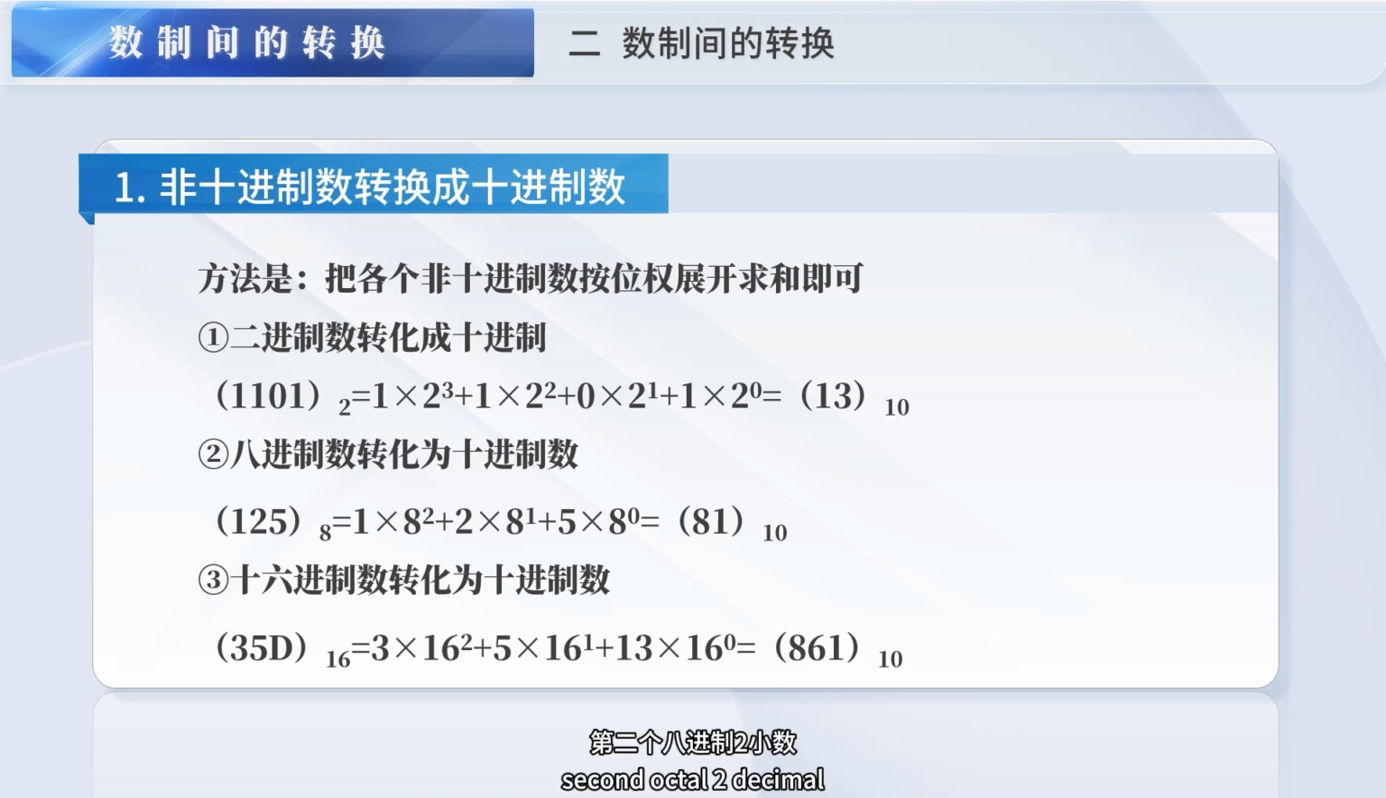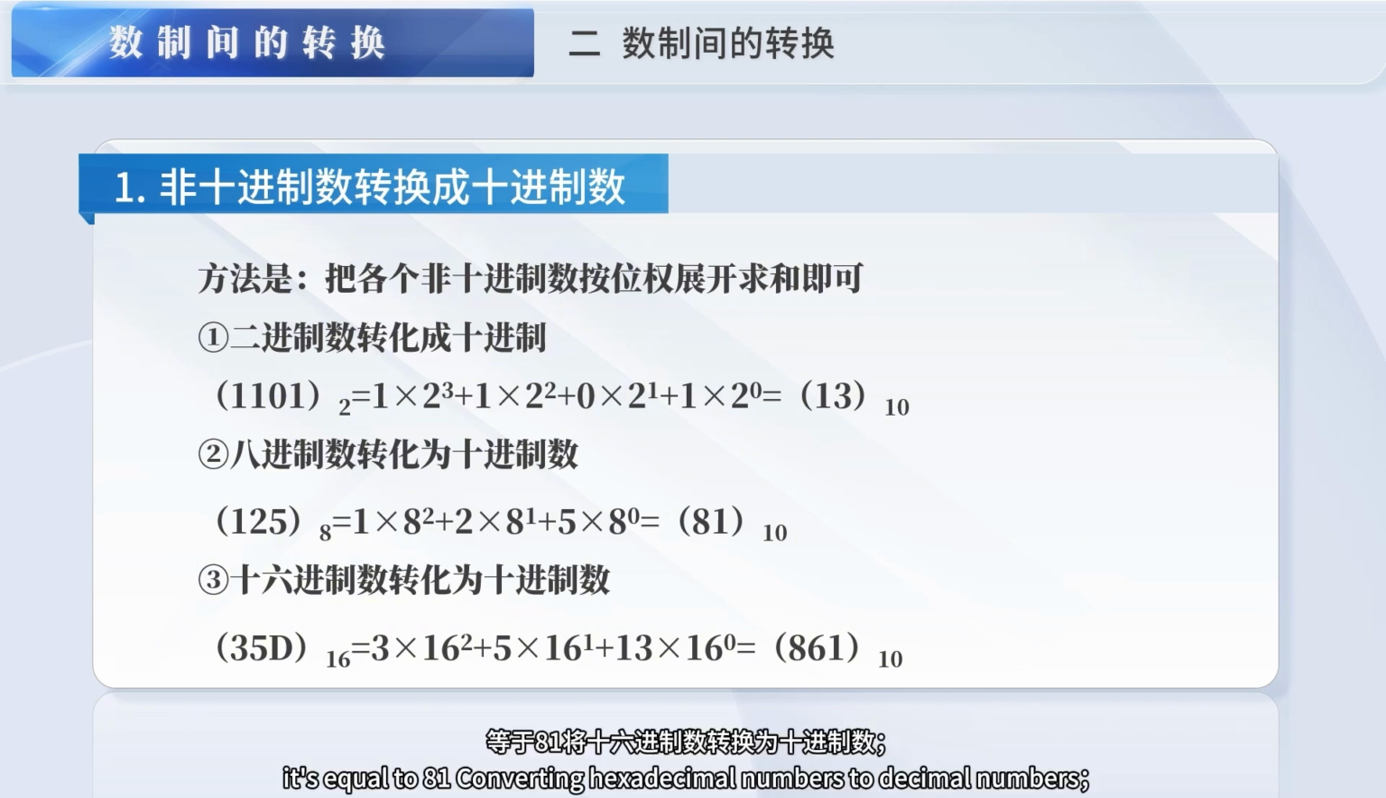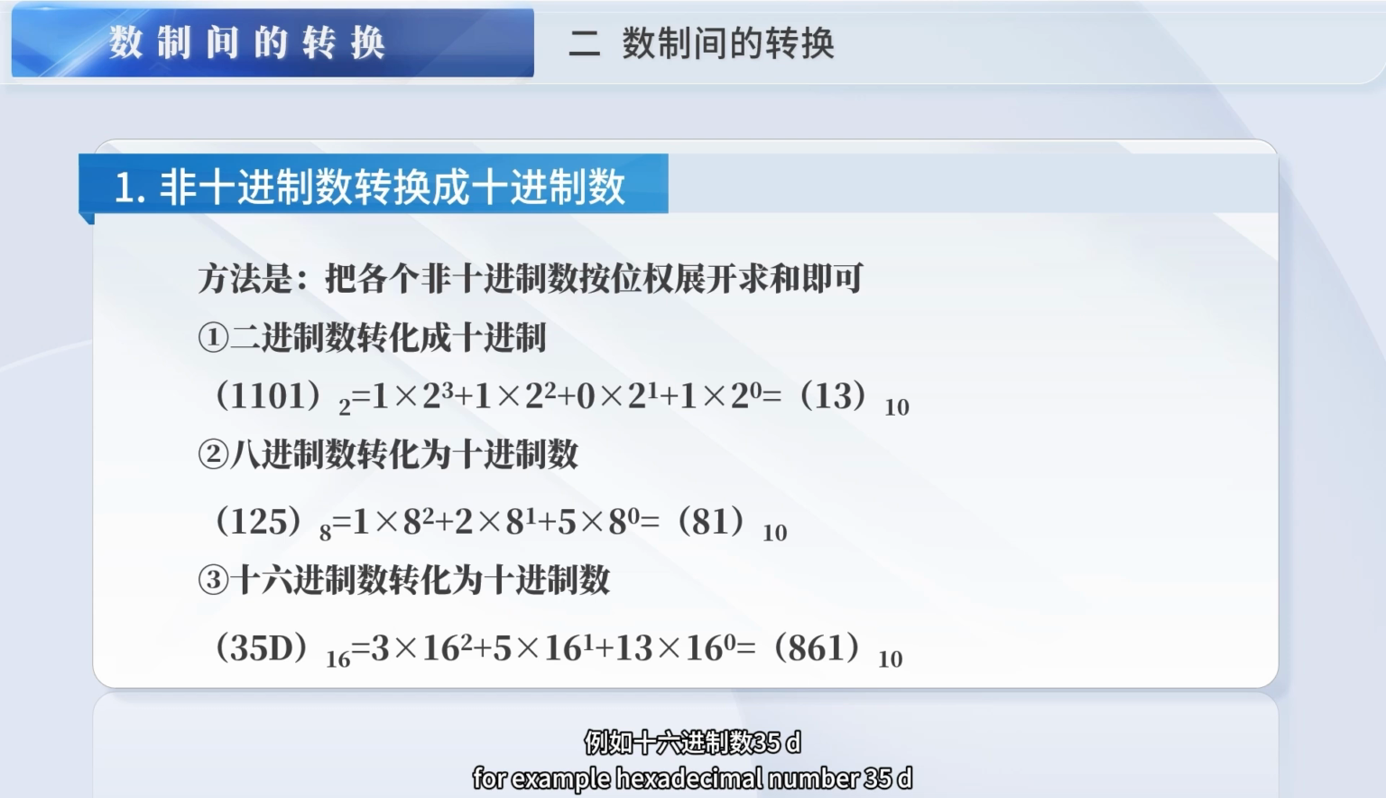2. Octal to decimal. For example, octal number 125 is converted to decimal. It equals 1 times 8 squared, plus 2 times 8 to the first power, plus 5 times 8 to the 0 power. It's equal to 85. 3. Converting hexadecimal numbers to decimal numbers. For example, hexadecimal number 35D is converted to decimal, equals 3 times 16 squared, plus 5 times 16 to the first power, plus 13 times 16 to the 0 power equals 861.